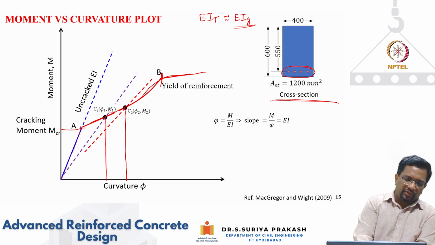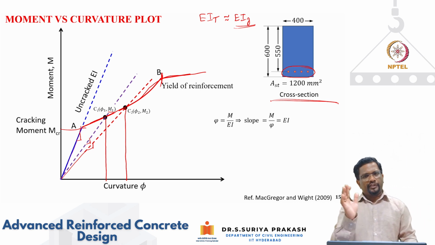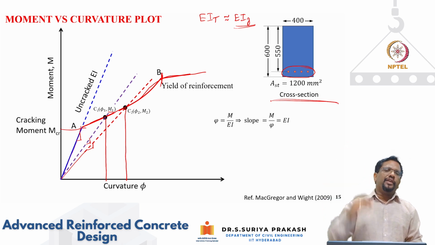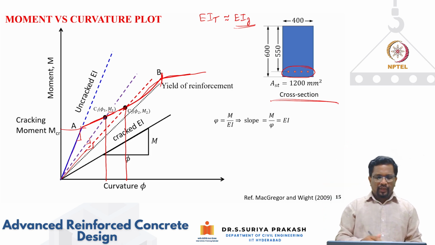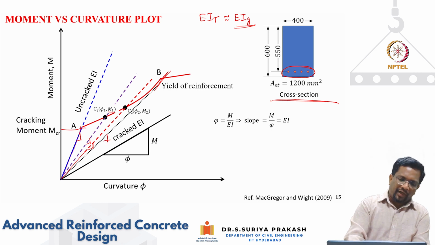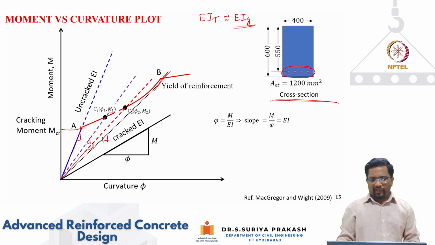So what happens to this slope? Initially, this was the slope for uncracked, and this is the slope now. So the slope of this moment curvature curve keeps decreasing with increase in your moment, right? So that is what we have. When it becomes this point, when it is yielding, roughly here, this is your cracked moment of inertia. That's what we are going to have. So that is going to be a cracked moment of inertia.